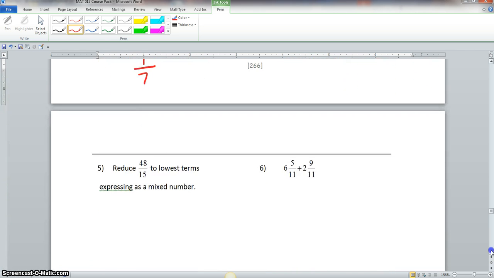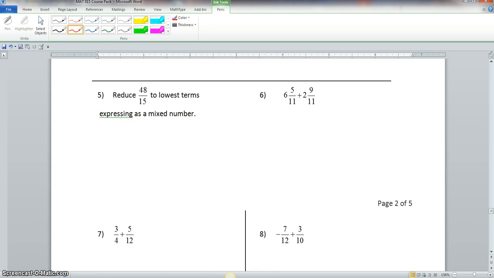Now, we scroll down here. Number 5, it says reduce 48 over 15 to its lowest terms, expressing as a mixed number. So, one thing we need to know is this here. Lowest terms and mixed numbers are not the same. Remember, simplifying a problem to its lowest terms does not mean mixed number. It just means simplifying out everything they have in common except 1. So let's do that first.